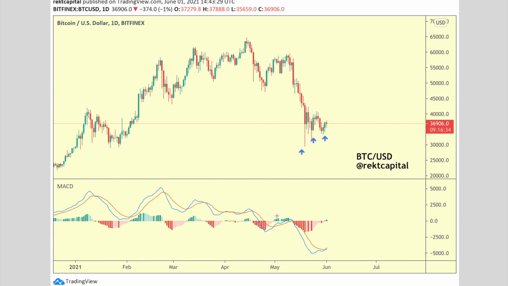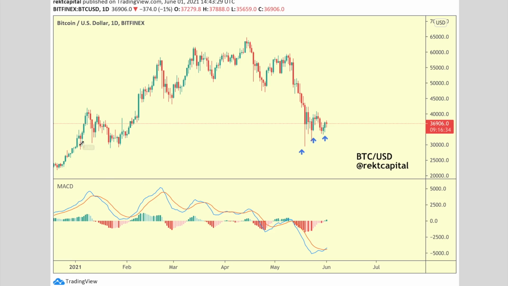So the fact that we're seeing this sort of extreme deviation coupled together with bullish divergence in not only the moving averages, not only in the histogram as well, but also in the price action with multiple daily higher lows setting in, these are all positive signs for a reversal for Bitcoin.